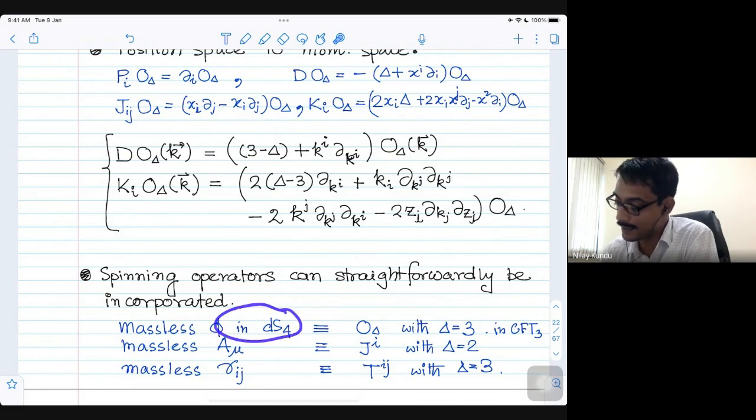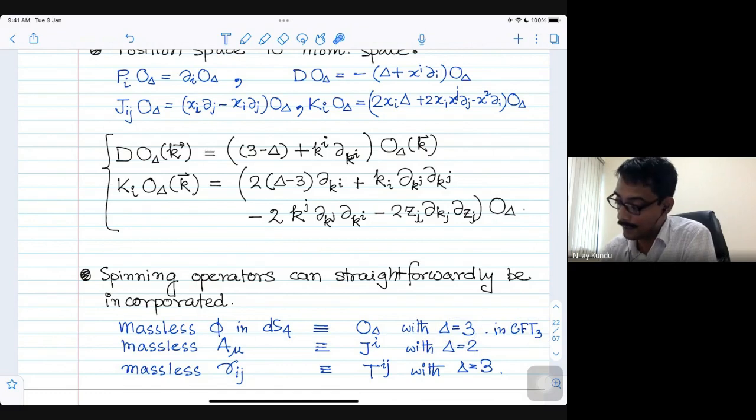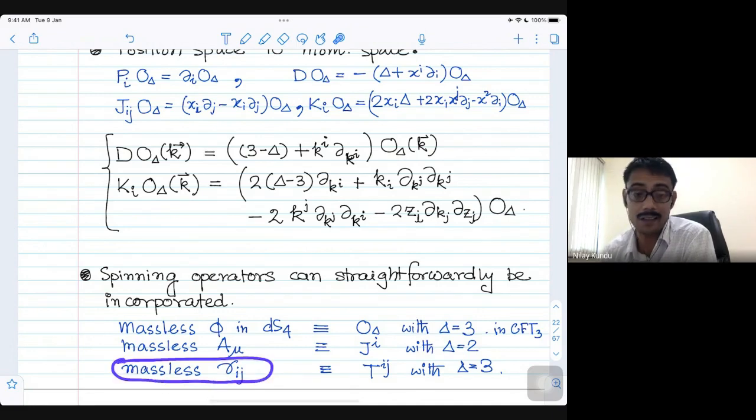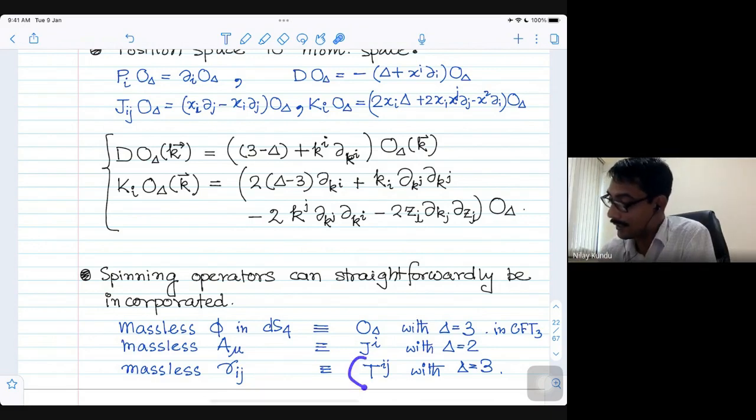On one side we have a de Sitter space, and there is a massless scalar field which corresponds to some operator O delta with delta equal to 3 in a three-dimensional conformal field theory. We can have a massless gauge field in de Sitter space that will correspond to a conserved current Ji with dimension delta equals 2, and we can also have massless gravitons. This gamma ij is the gravity perturbation, and we can call it graviton. They will correspond to a stress tensor Tij with delta equals 3, three-dimensional operators.